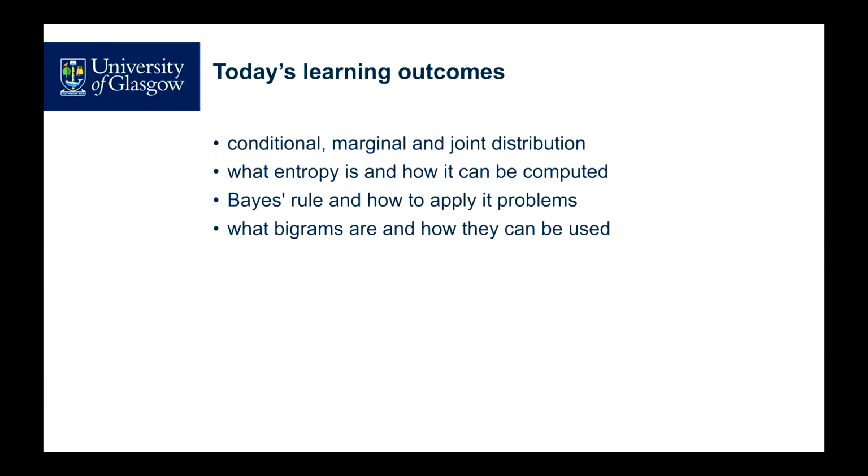So today's learning outcomes: understanding what we mean by conditional, marginal, and joint distribution, what entropy is and how it can be computed, then Bayes' rule and how to apply it to problems, and also, incidentally, what diagrams are and how they can be used. Although this is more of a detail of the application we're going to use today and a bit less fundamental to this course.